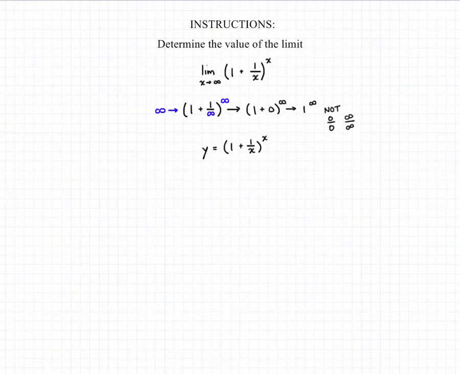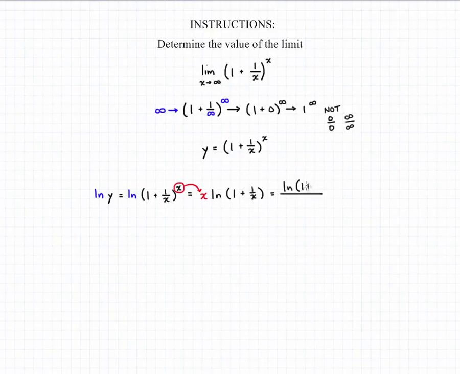We want 0 over 0 or infinity over infinity. So we have to use a couple tricks of algebra to get this into the right form. First, we're going to define our function and then take the natural log of both sides. This is going to allow us to use the exponent rule for logs to take the x that's in the exponent and bring it out in front of our natural log, which will give us x times the natural log of 1 plus 1 over x.